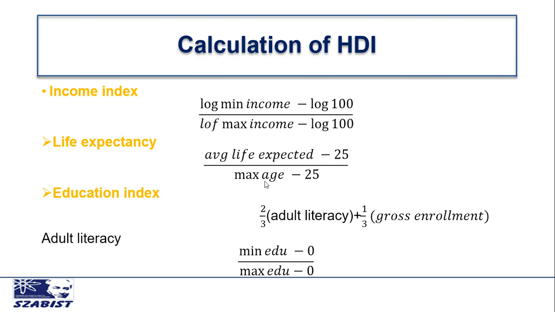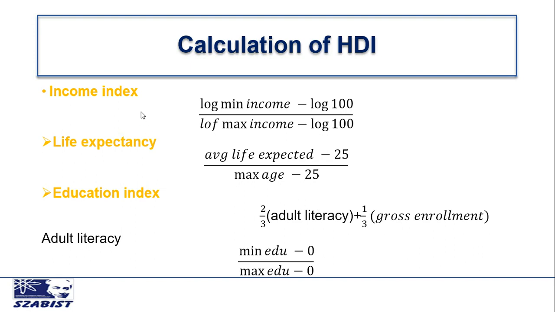and also we have to do this with the denominator. And the education index is calculated by 2 by 3 adult literacy plus 1 by 3 gross enrollment. Gross enrollment means how many students have been enrolled in the school. And for the calculation of adult literacy, we have this formula: minimum education minus 0 and maximum education minus 0. In this, we have given more weightage to adult literacy and less weightage to the gross enrollment.